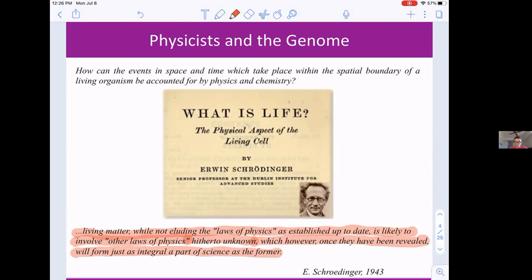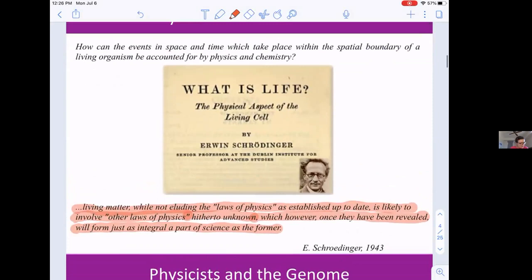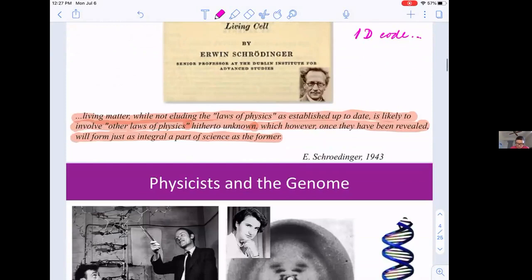So the fact that we don't understand the physical laws underlying these living processes does not mean they don't follow physics, only that we are still learning them. Actually, Schrödinger in this book was already thinking about how the genetic information is organized, and he was already postulating that there might be a 1D code of information that will be somehow communicated further down in biological processes.